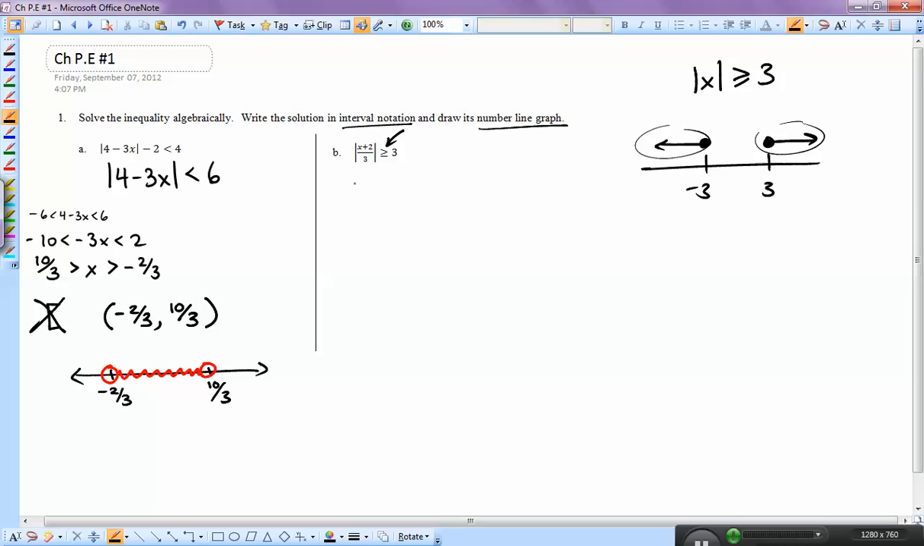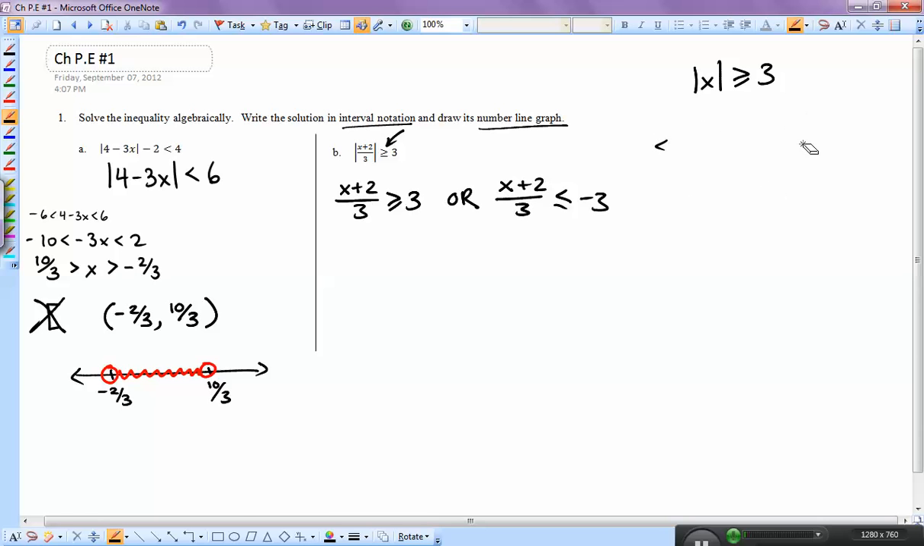So let's split this up. It's x plus 2 over 3 is greater than or equal to 3, or x plus 2 over 3 is less than or equal to negative 3. So let me get rid of all this stuff. If I multiply both sides by 3, I'm going to get x plus 2 is greater than or equal to 9. So x is greater than or equal to 7. Or I have x plus 2 is less than or equal to negative 9. So x is less than or equal to negative 11.